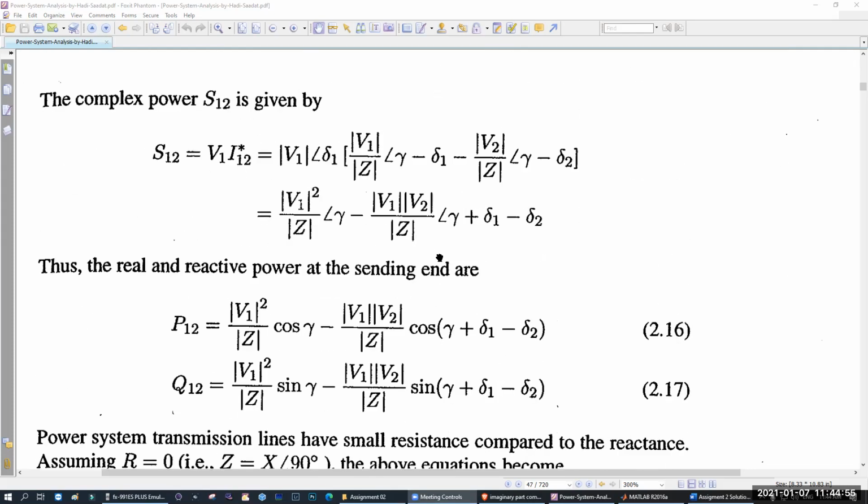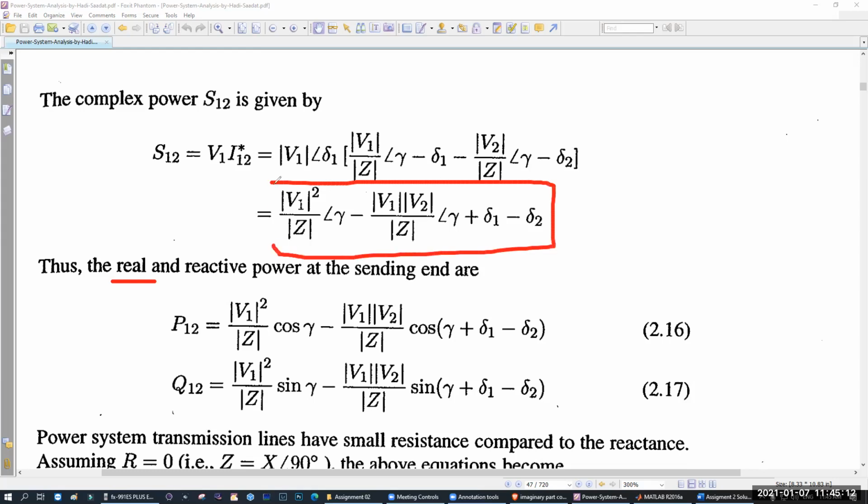So this is your S12. So in this part, how much real power is being sent? How much real power? Convert all of these into rectangular form. That means A plus jB, that means actually P plus jQ. How to convert?